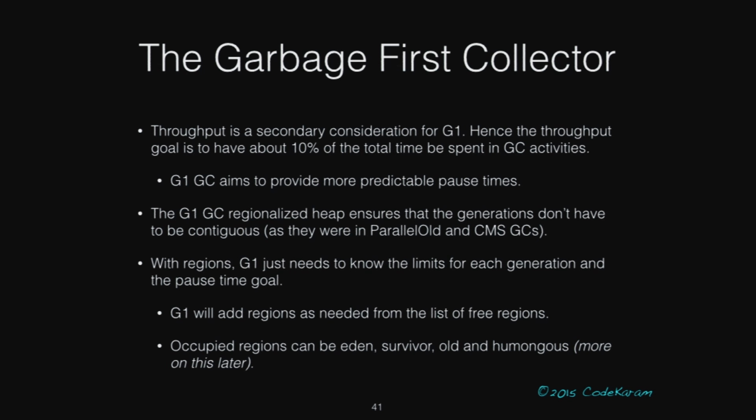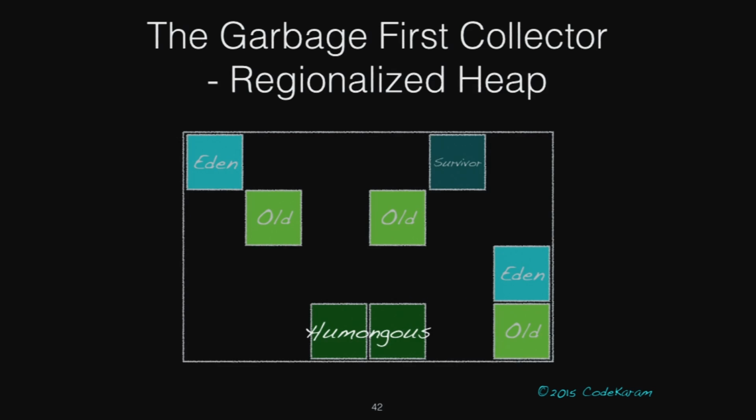So an occupied region can be Eden, Survivor, Old, or Humongous. I'll talk more about Humongous regions after a couple of slides. So this is how a regionalized heap in G1 looks. I've shown some regions as Eden, one as Survivor, three as Old, and two contiguous regions as Humongous.